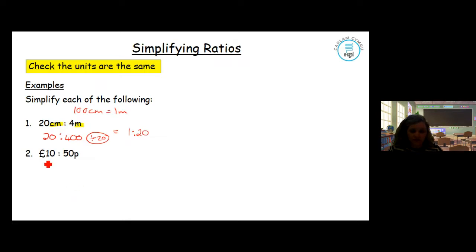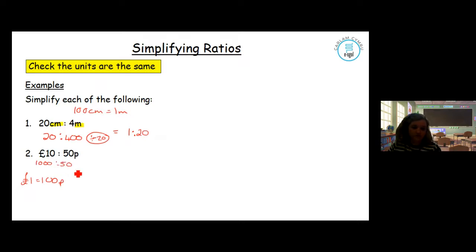Okay. Similar thing here. I've got pounds, I've got £10, and I've got 50 pence. So there is £1 is equal to 100 pence. So I'm going to change this £10. I'm going to multiply by 100. So it's going to give me 1,000 pence compared to 50 pence.